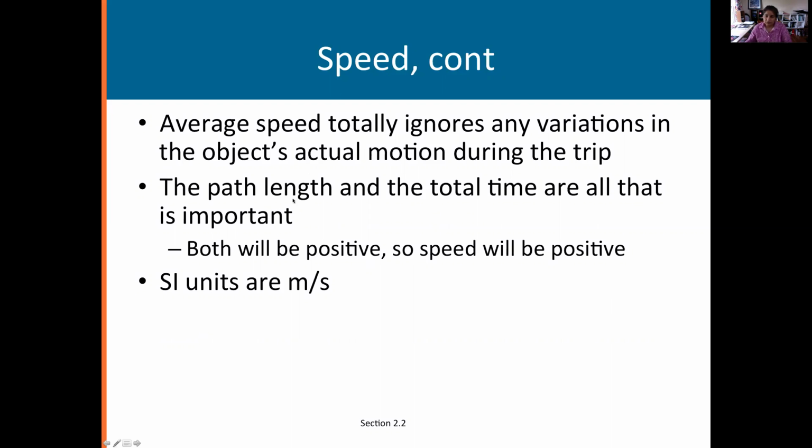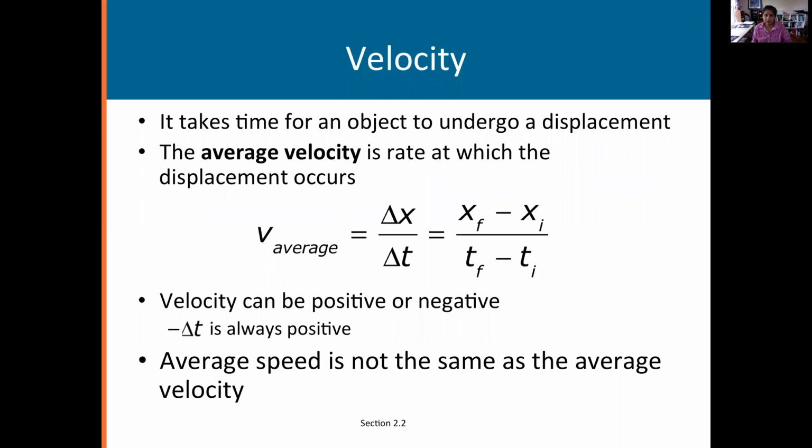Similarly, the path length is going to be the total distance traveled. If you double backed on yourself or you took a U-turn, there's no information about that when you calculate the speed. Okay? So speed is always a positive number. You're always going to cover a positive amount of distance divided by a positive amount of time. You cannot go back in time, and you cannot have a negative path length. Path length always has to be positive.